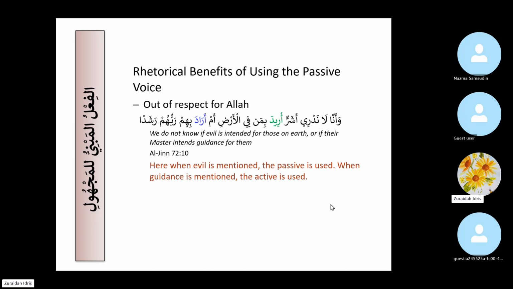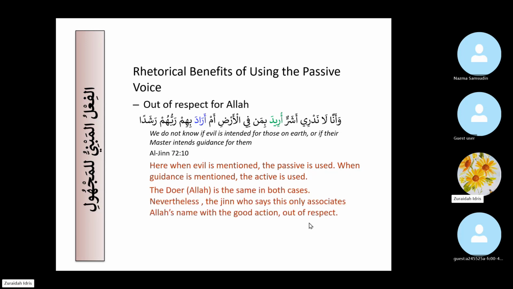Yeah, so this was from Surah Al-Jinn, and this was actually spoken by a jinn himself. Yeah, the doer, Allah, is the same in both cases, but when it is a good action, Allah's name is mentioned. When it is the bad action, nothing is said. Yes.